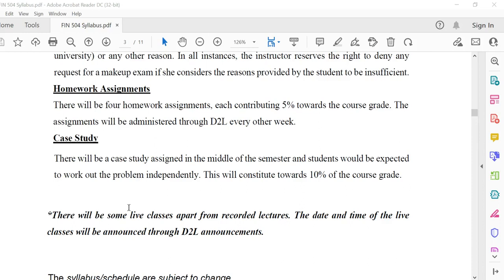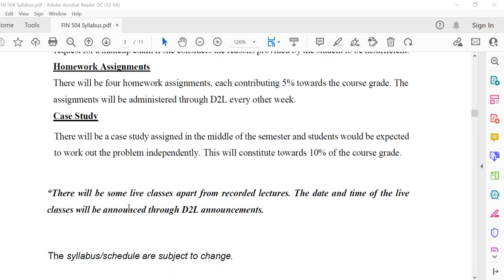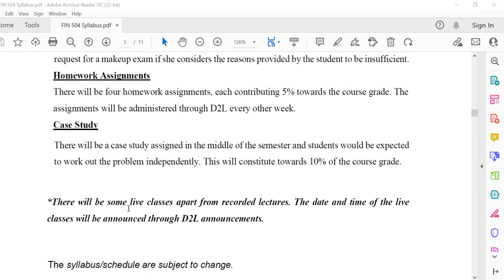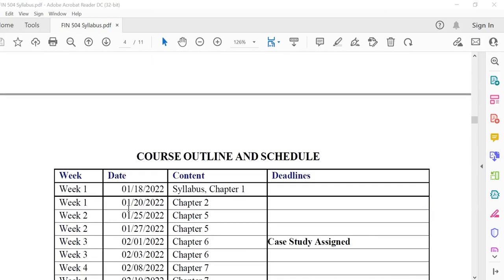Whatever our review session would be, be it for the final exam or the midterm exam, that will be conducted through these live sessions. You will see those in an announcement. The complete schedule for those live classes will be there in those announcements.